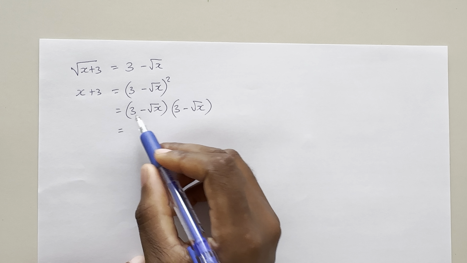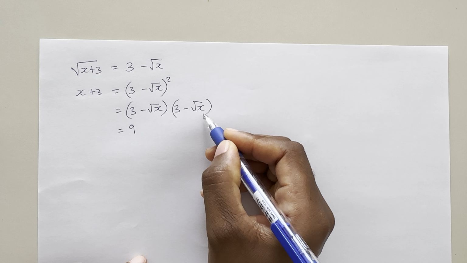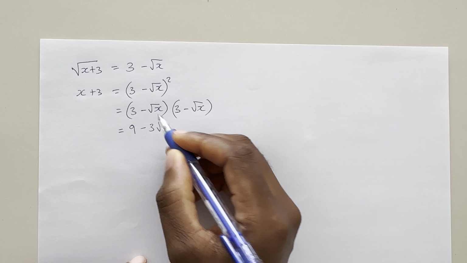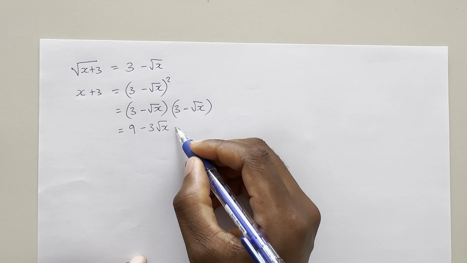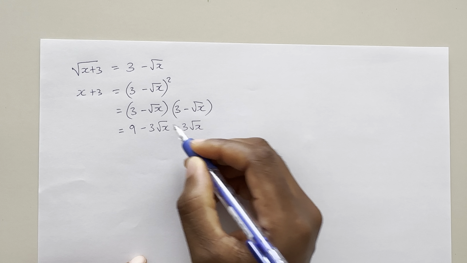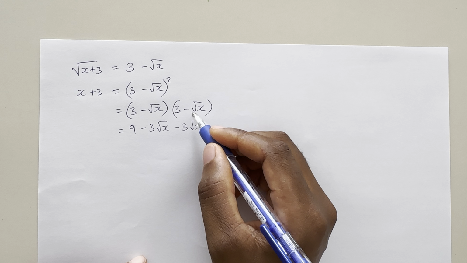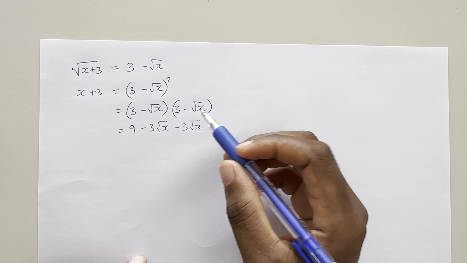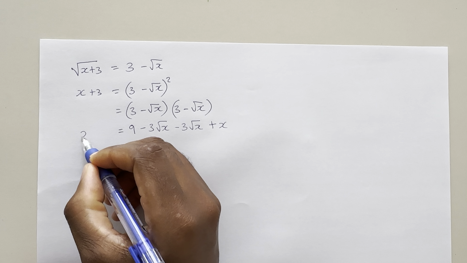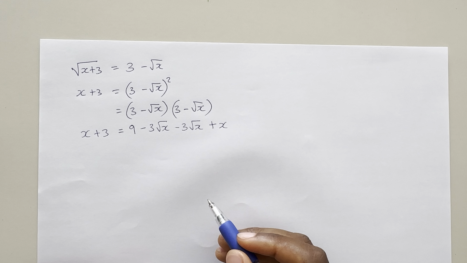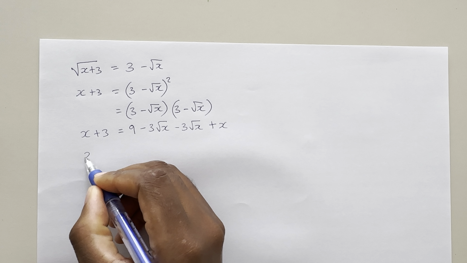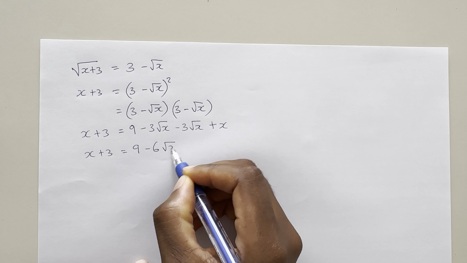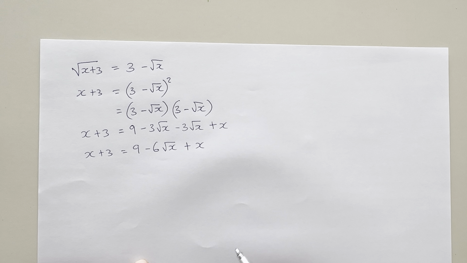expand this. So 3 times 3, we get 9. 3 times minus x, we get minus 3x. Minus x times 3, again minus 3x. Minus x times minus x: minus times minus becomes positive, and x times x is x squared. And this is still equal to x plus 3. Now we are going to simplify. X plus 3 is equal to 9 minus 6x plus x squared.